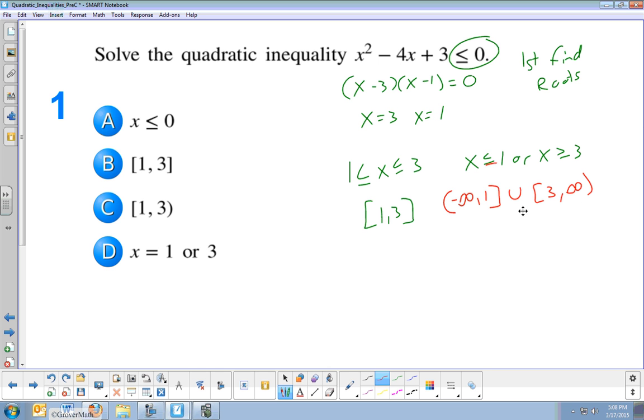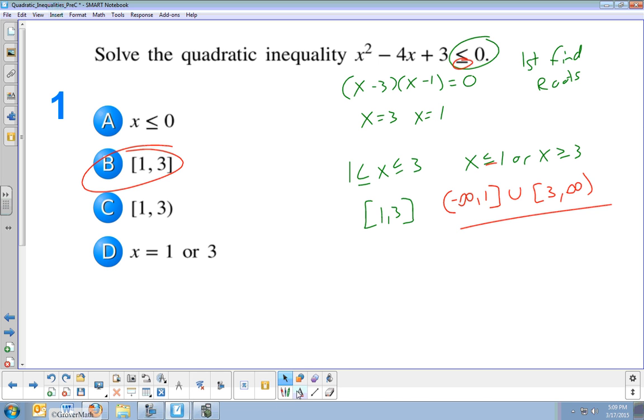Now, that option isn't even here. You could probably guess it's going to be the other one. But you will have questions where this is the answer, so I wanted to take a moment on it. So when it's an or scenario, this is how it's going to be: a U between, usually, negative infinity to one root and then the other root to positive infinity. And the bracket or parenthesis depends on whether it's equal to or not, just like set notation. Now, if both of these answers were there, how would we choose which one it is?